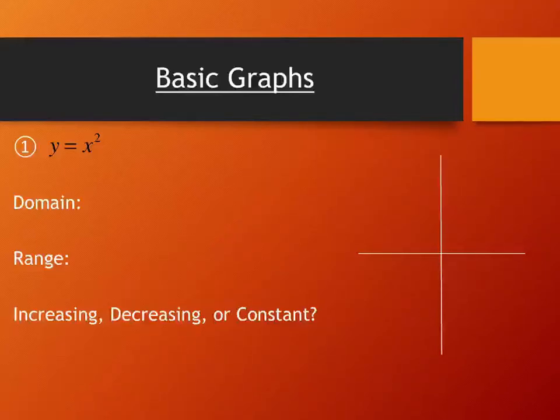We're going to be looking at the same information for all the basic graphs, namely, is it a function? What's its domain and range? And then what do we have in terms of the graph increasing, decreasing, or being constant? So we're going to look at those same features for every single graph. The graphs are ones that are considered basic graphs. Some of them you might be very familiar with, others maybe less familiar with.